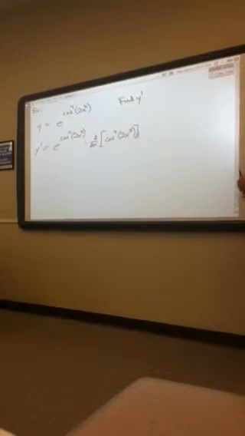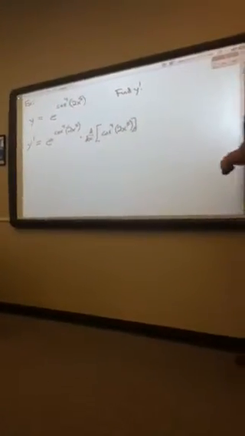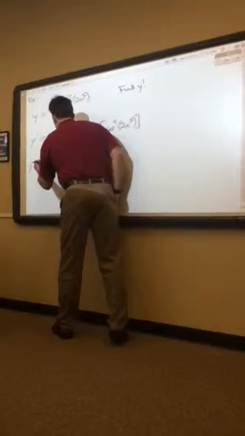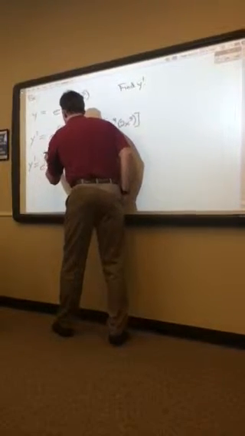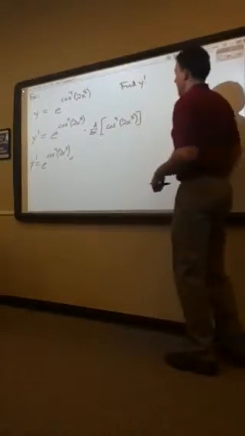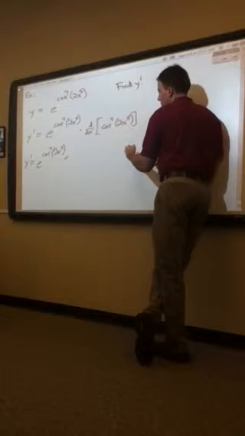So, do you buy the first step? Yeah. Okay. So there's the first move. So for the second move, copy down the e to the power portion of it. That's just going to be part of our answer. So how do we go about taking the derivative of this thing here?